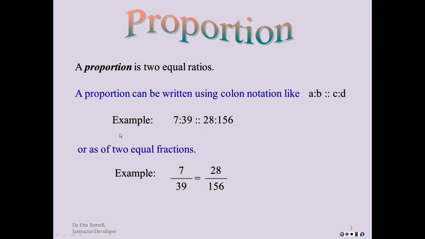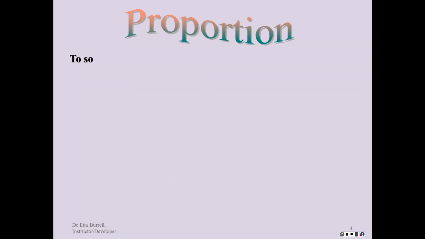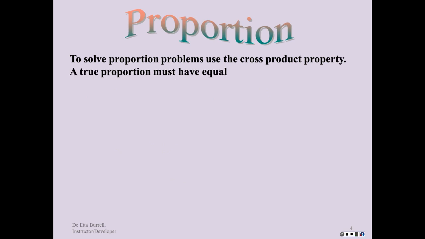So we can have it in colon form or we can have it in fractional form. In fractional form, I have 7 to 39 written as a fraction equal to 28 to 156. So either way is a proportion. Now, I can write any proportion I want to write. That doesn't necessarily say that it's a true proportion. Many times people will write proportions, but they may not be what we call true proportions.